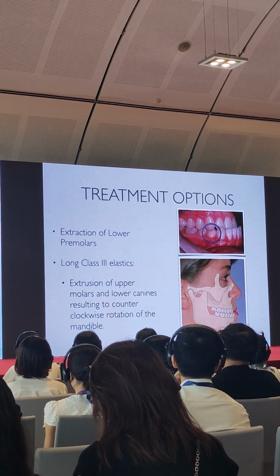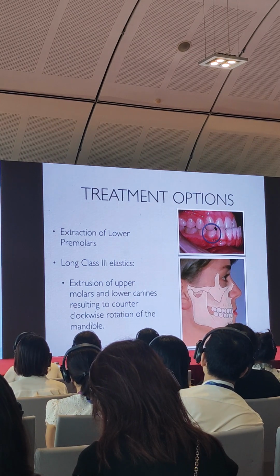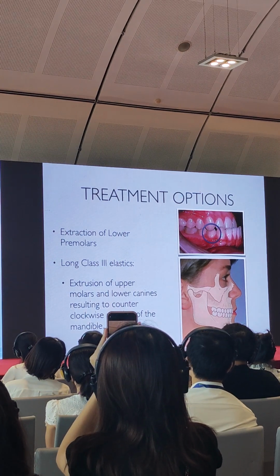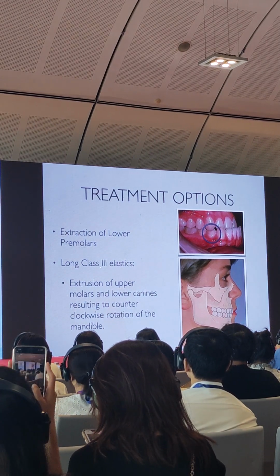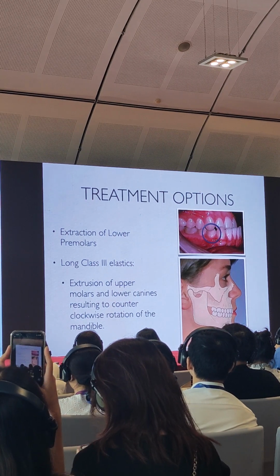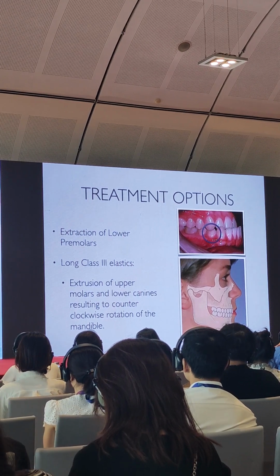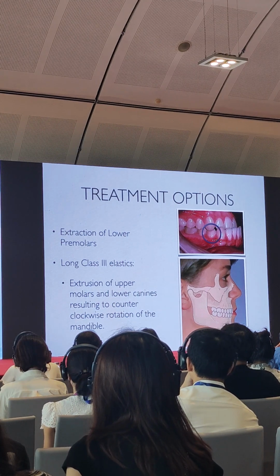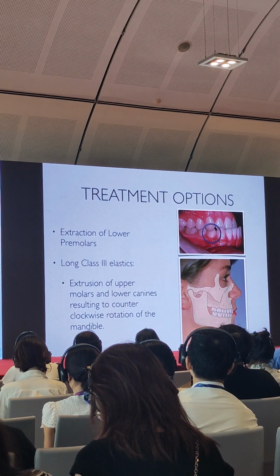So when you want to use a class 3 elastic, your main purpose is to move the mandible backwards. Not just the teeth, but you want the jaw to go backward or rotate backward. One of the side effects of a long class 3 is that where it is attached, there will be an extrusion effect. So if you attach it from the upper first molar to the lower canine, you get an extrusion of your upper molar and also of your lower canine. That is one of the side effects. And it can also rotate the mandible backward, but there will be a little bit of extrusion.